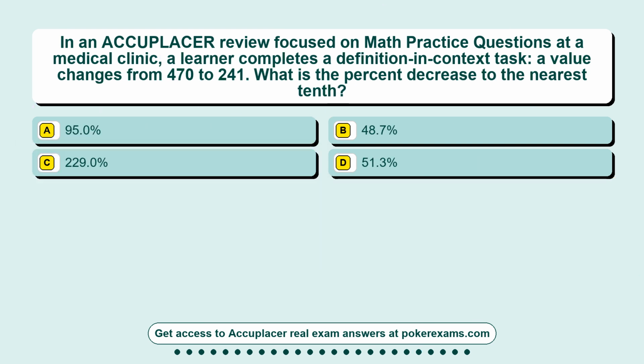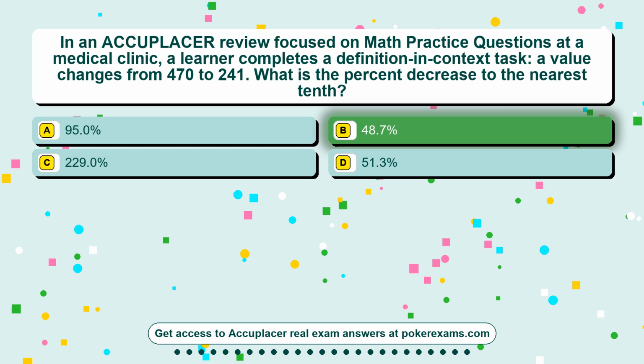Question 6. In an Accuplacer review focused on math practice questions at a medical clinic, a learner completes a definition-and-context task. A value changes from 470 to 241. What is the percent decrease to the nearest tenth? Option A, 95%. Option B, 48.7%. Option C, 229%. Option D, 51.3%. The correct answer is option B, 48.7%.